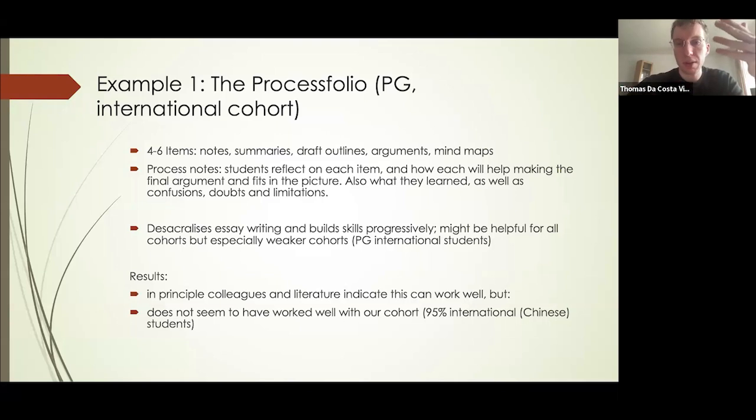The idea is you assess the process, or you emphasize the process at least. So what they do, in the one that I've designed at least, is they're expected to submit 4 to 6 items. Items can be notes, summaries of their readings, draft outlines, draft arguments, mind maps. The idea with the mind map is that it's not something that the AI can do very easily, although again, that window is also closing, I think, because I've seen it from this year, and the mind maps are AI generated, at least in part. And I've heard the students saying as much.